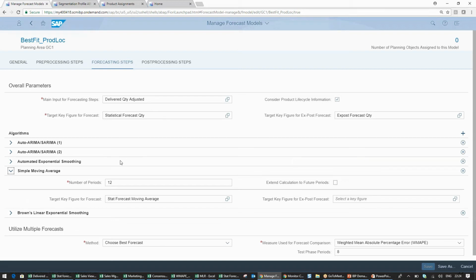The reason for creating an interim key figure and storing the values of a respective algorithm in that key figure is you can then compare the values of the forecast. Although the system will pick the best forecast from this model, and it will update the statistical forecast, that is your target value for your forecast, but by keeping this interim key figure, you can anytime compare the performance of your different algorithms.